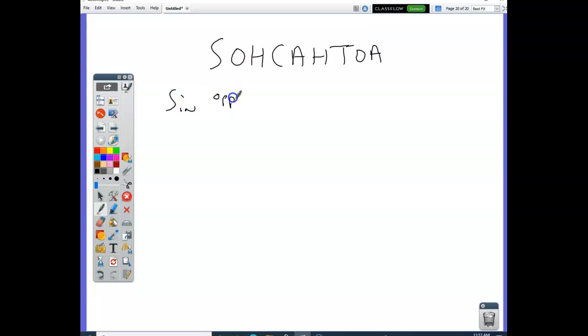Sine is opposite over hypotenuse. Cosine is adjacent over hypotenuse. Tangent is opposite over adjacent. SOHCAHTOA. You have to make sure you have that H and that so. Other than that, you're good to go. Just say SOHCAHTOA about 12 more times and it'll be stuck in your head and you won't have to worry about it.